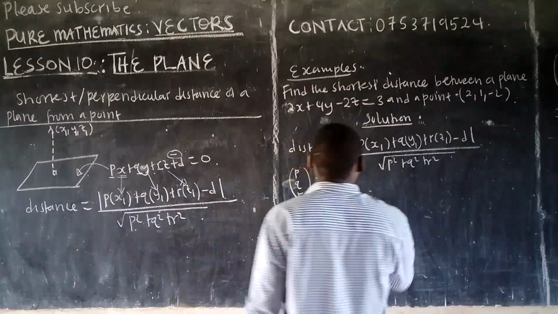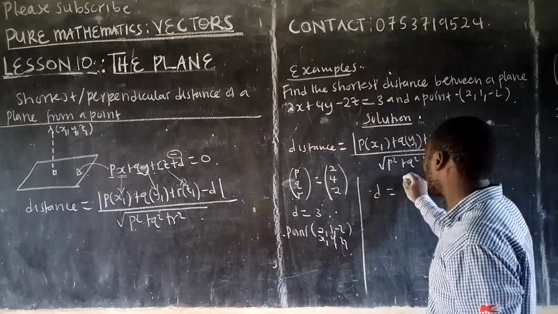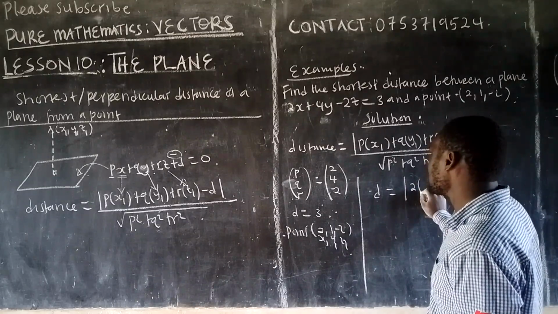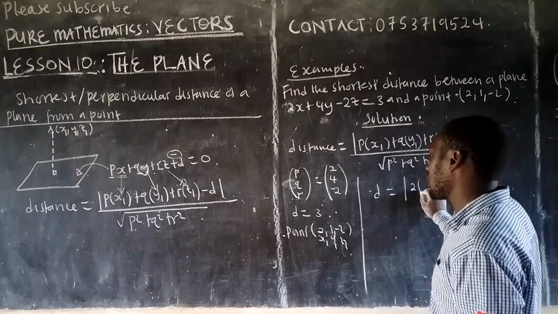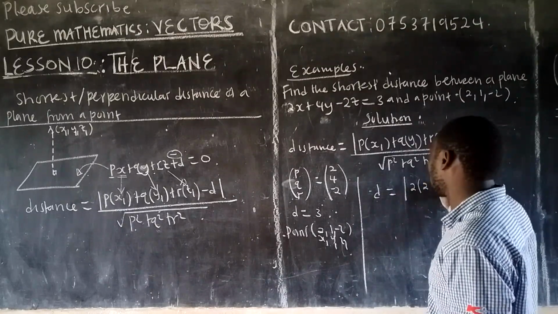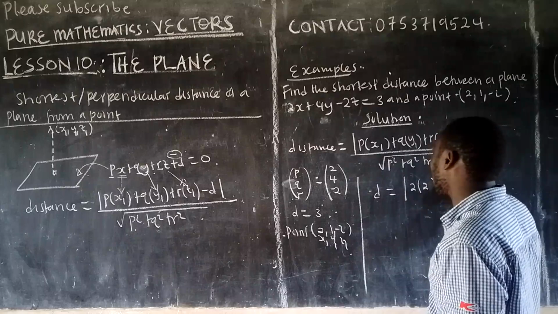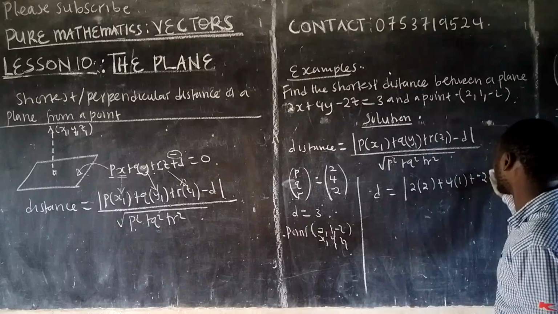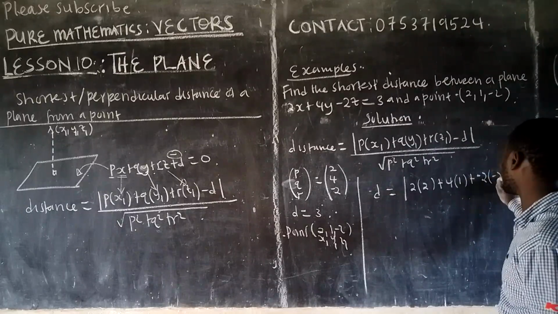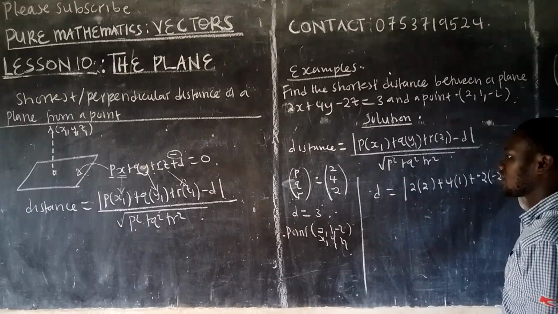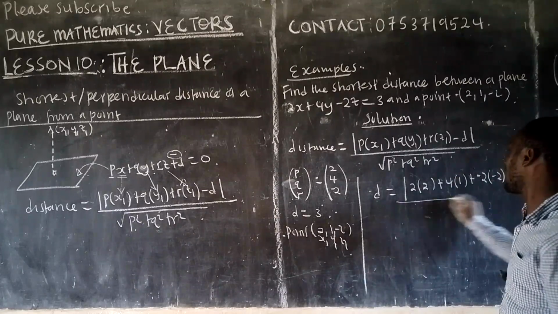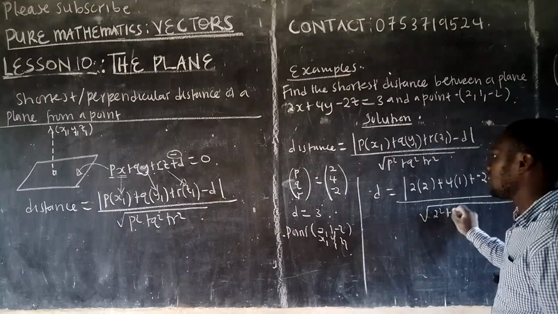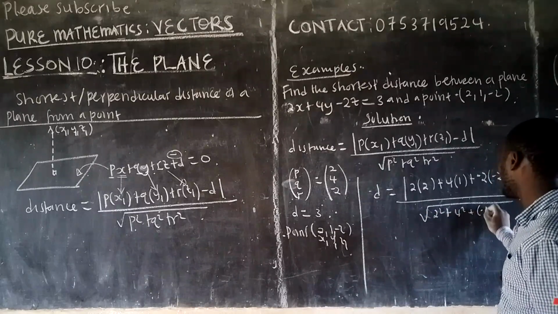Now we're just going to substitute. So distance D is equal to the magnitude of: P is 2 into x1 which is 2, plus Q is 4 into y1 which is 1, plus R is -2 into z1 which is -2. Then minus D, which is 3, over the square root of 2 squared plus 4 squared plus -2 squared.